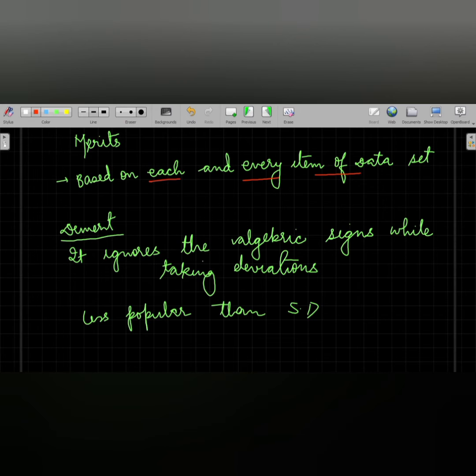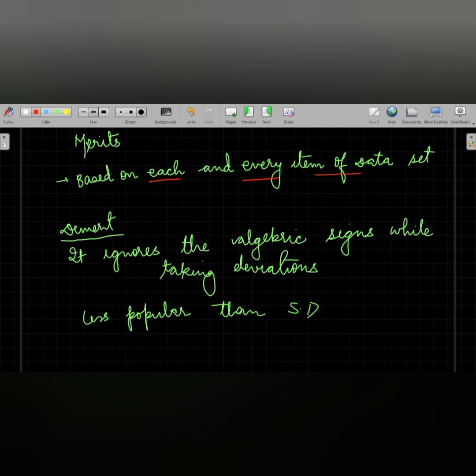In the previous two measures, we have seen that range and quartile deviation do not take each and every data item, but this mean deviation takes each and every item of the data set. That's why mean deviation is superior to the range and the quartile deviation.